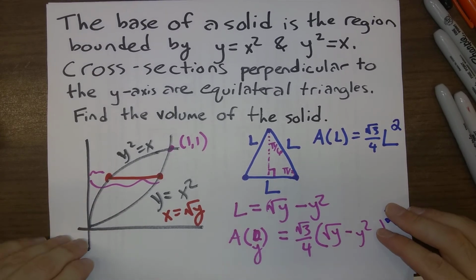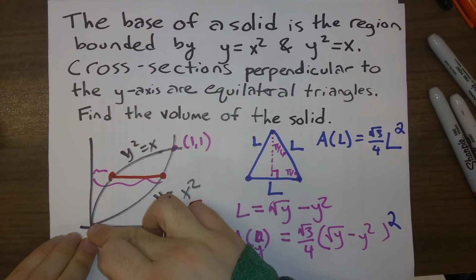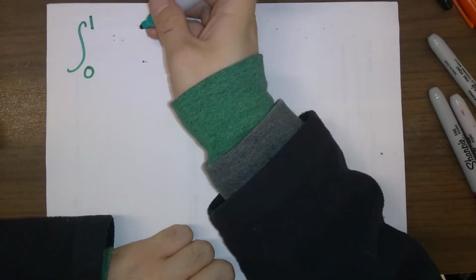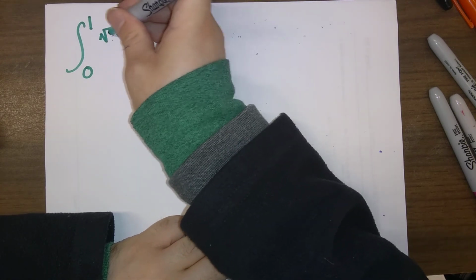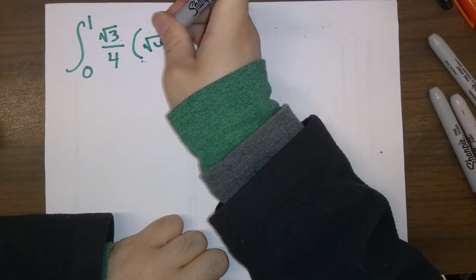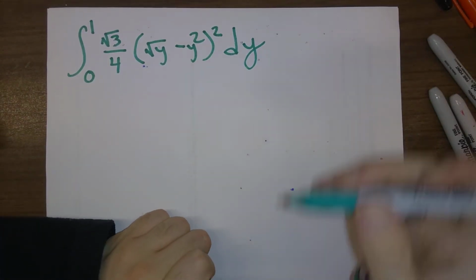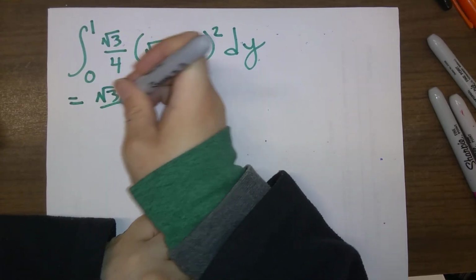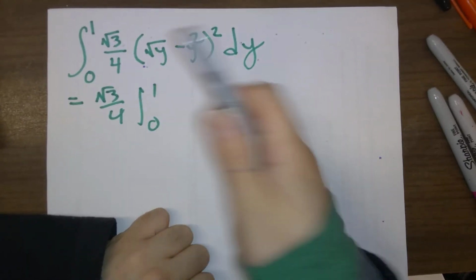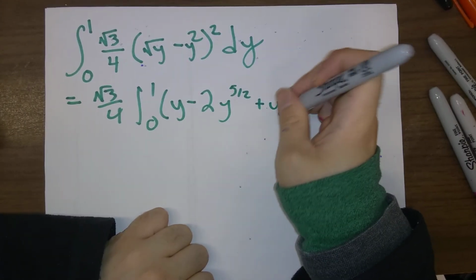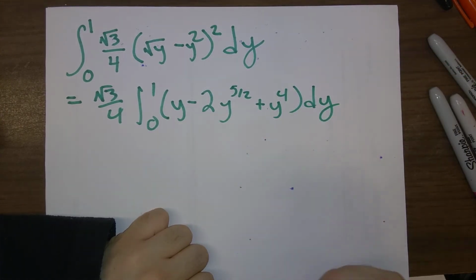Okay, so to finish off this problem, we have to integrate this. We are integrating between, let me pull this back here, y running from 0 to 1. And we are integrating the area in terms of y, which is square root 3 over 4 times square root y minus y squared, all of that squared dy. And so we can move out that square root 3 over 4, integral 0 to 1. If we expand this out, we get y minus 2 times y to the 5 halves plus y to the 4th dy. And this is a very straightforward integral to do.